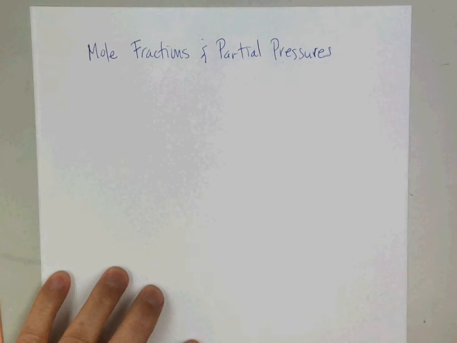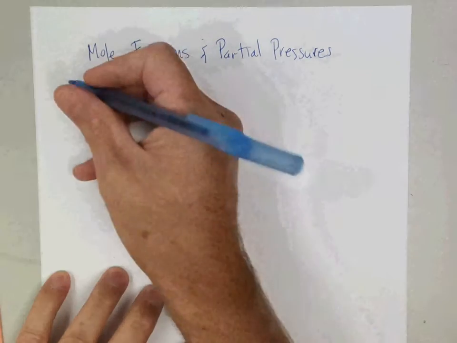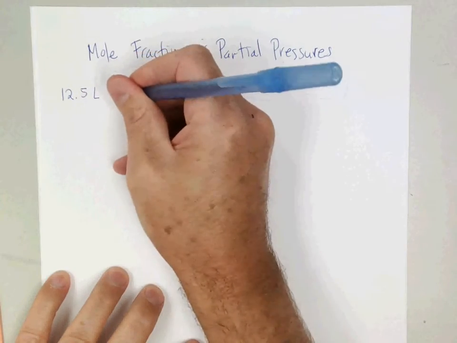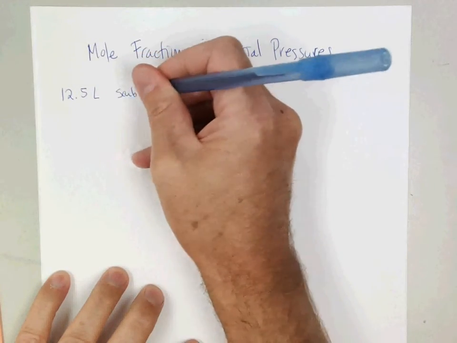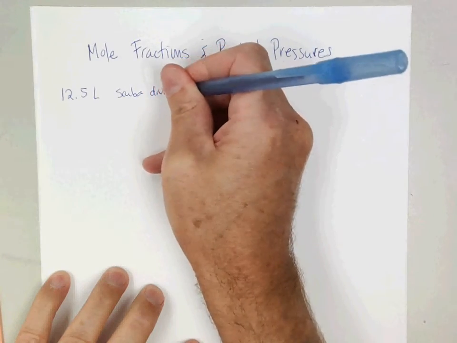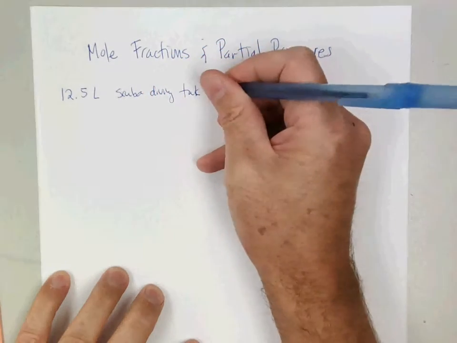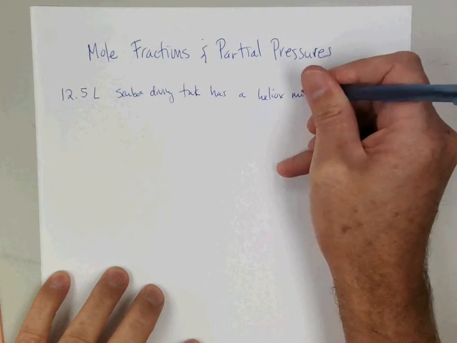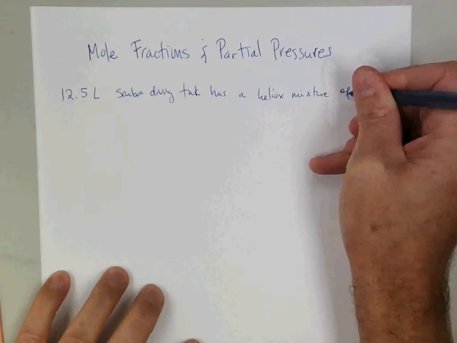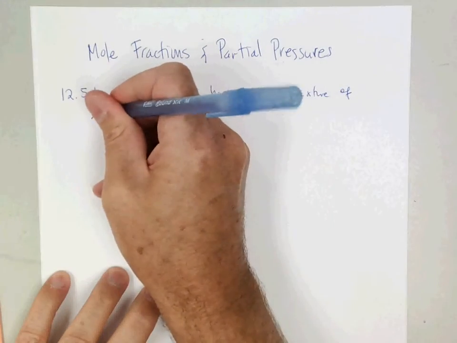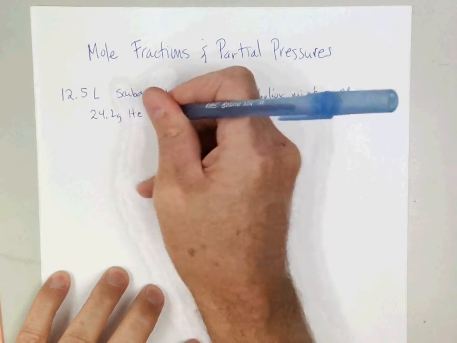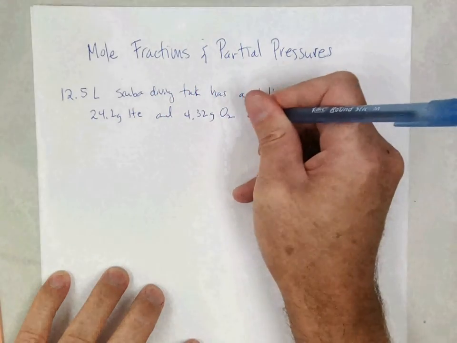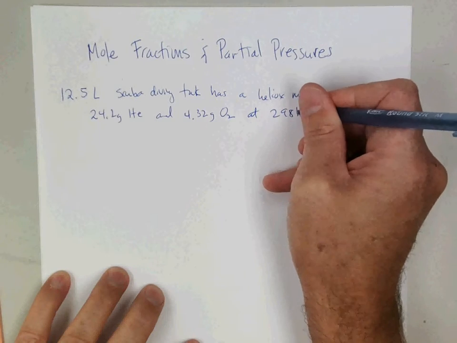So we're going to talk about some calculations that we would do with this. So let's do one example. A 12.5 liter scuba diving tank has a heliox mixture of 24.2 grams of helium and 4.32 grams of O2 at 298 Kelvin.